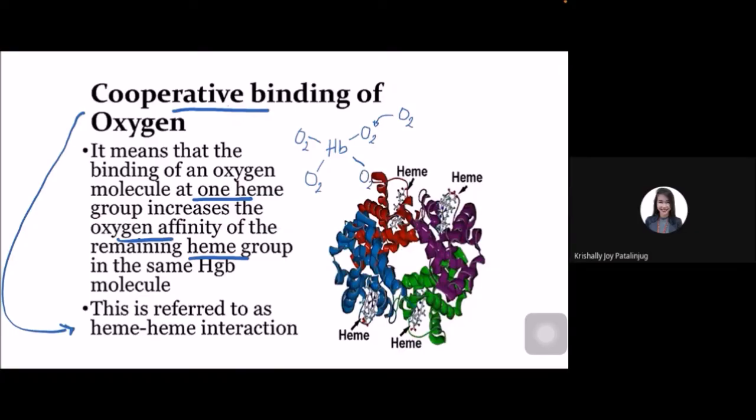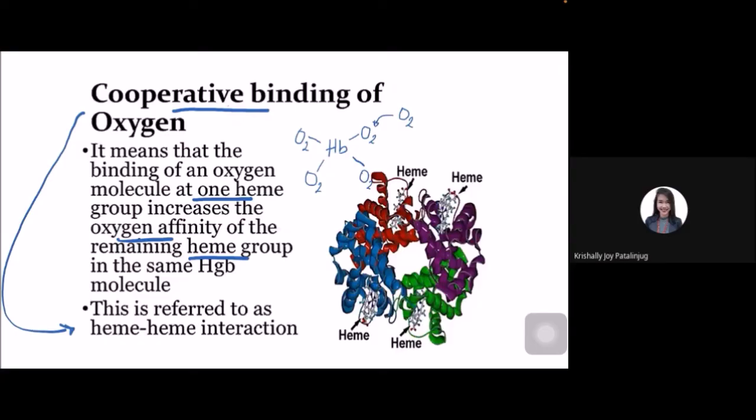Halimbawa, you have the hemoglobin, recall that it has 4 heme. Whenever one oxygen binds to one heme group of hemoglobin, that will lead to increased binding of the rest of the oxygen towards the remaining hemes of hemoglobin. That's heme-to-heme interaction. Kumbaga, yung concept dito is follow the leader. The first oxygen molecule that binds at one heme will enhance the affinity of the rest of the oxygen towards the remaining heme groups.